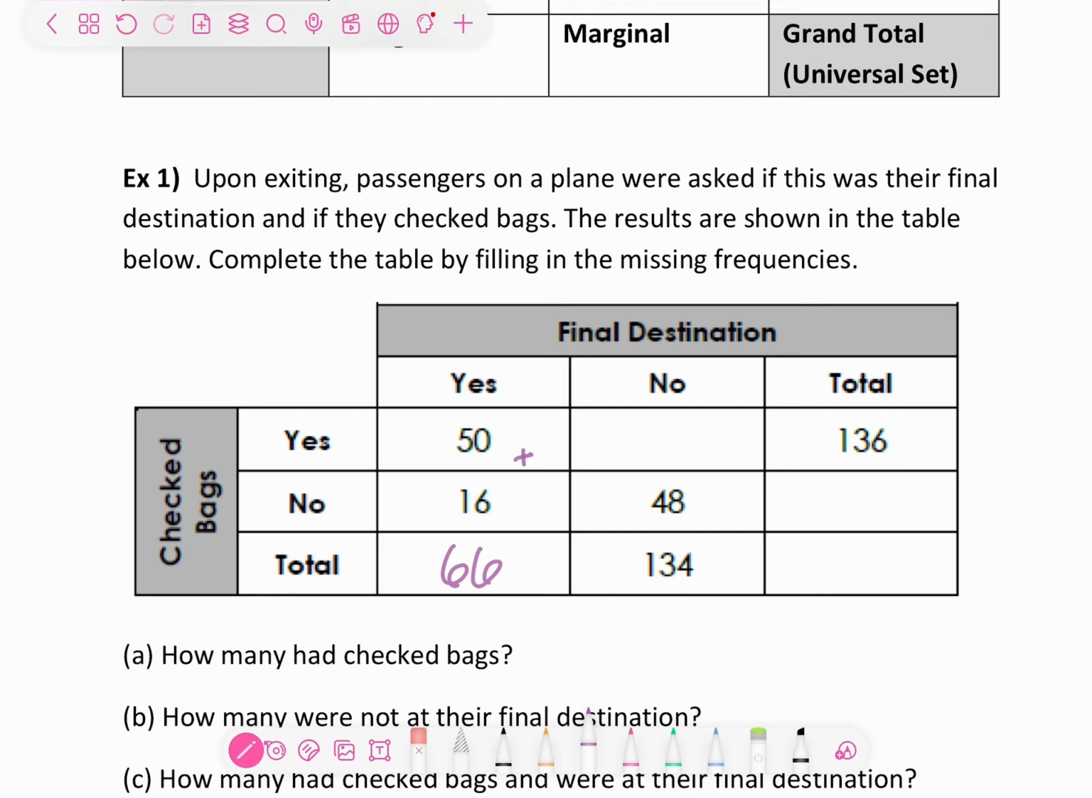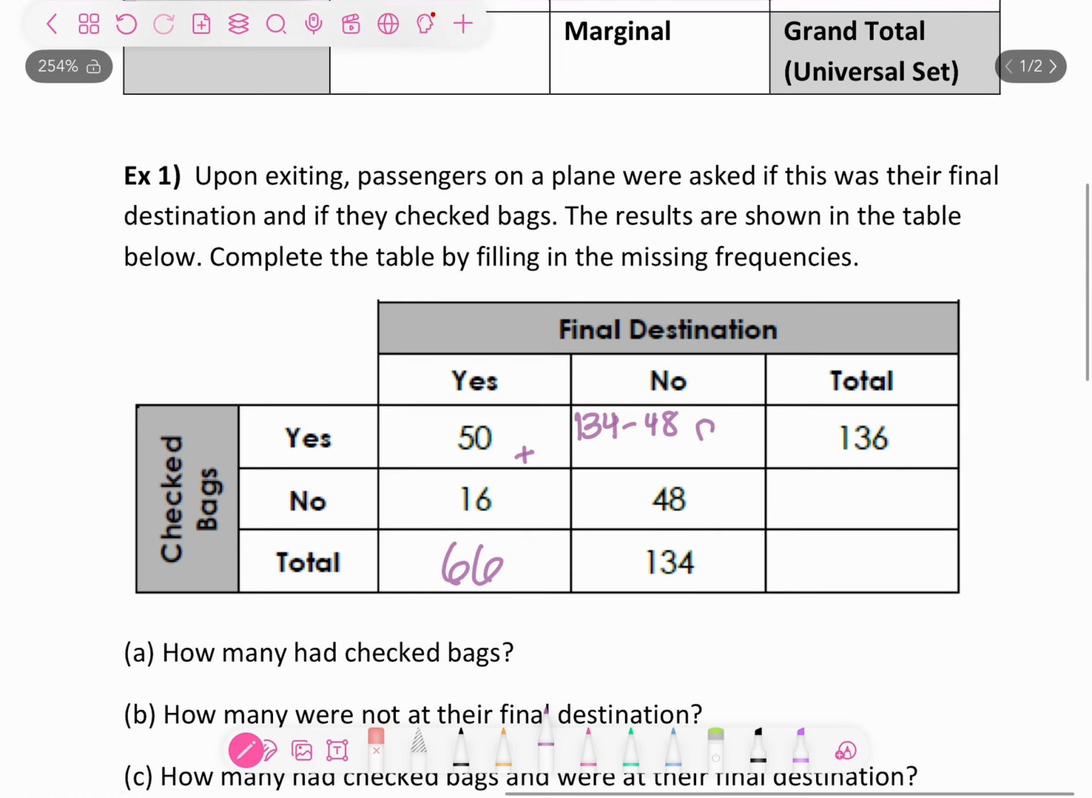Same thing if I'm looking at final destination no, but I already have the total there. So instead I can go backwards. If I want to find that missing joint frequency, I can take the total and subtract the other joint frequency from it, and that's going to give me that other joint frequency. So 134 minus 48 gives me 86.